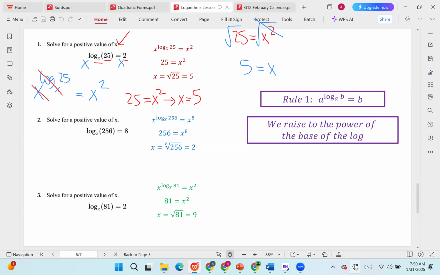Another technique that would also work is if we have 25 equals x power 2, we take the reciprocal of the power on both sides. So I will raise both sides to the power of 1 over 2. Why did I choose 1 over 2? Because then the powers would cancel out, and you get x on the right, and you get 25 to the power of half on the left, and 25 to the power of half is also 5.